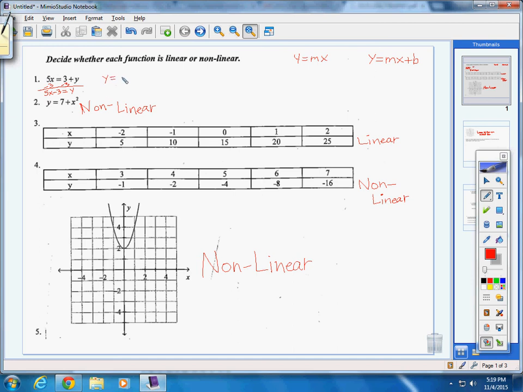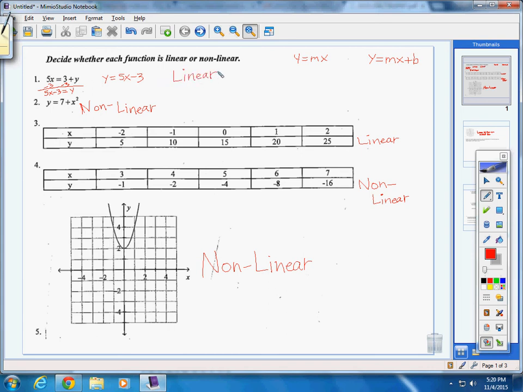So I'm going to rewrite this. I like seeing the y on the left-hand side. 5x minus 3. Now look, this guy right here, he's in this form right here. And we have already talked about several times this week that any equation that's written in y equals mx plus b form is definitely linear. So the answer is linear.